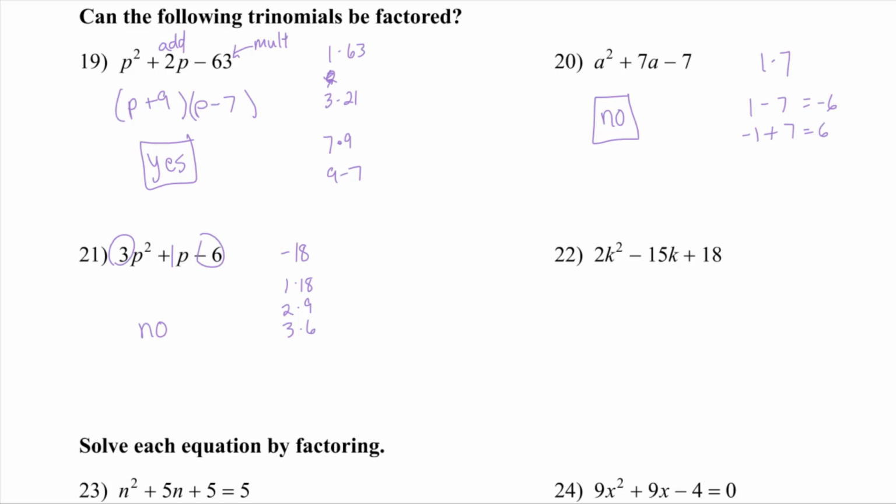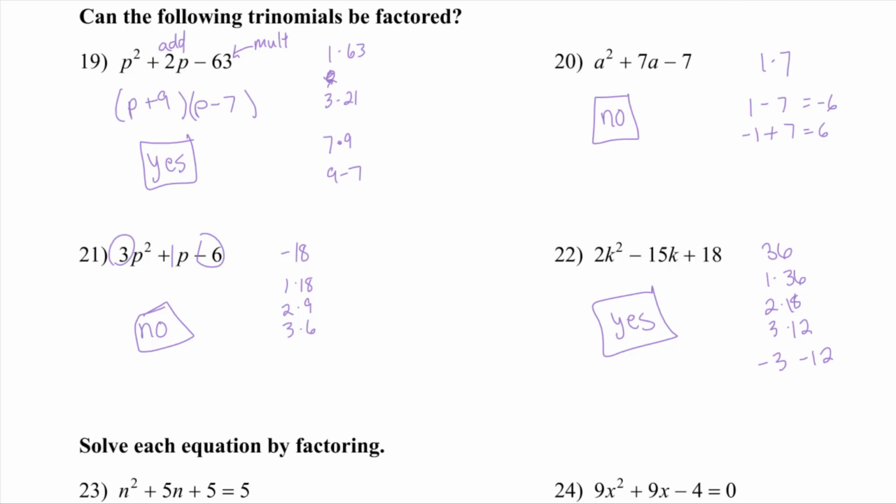Okay, 22. 2 and 18 make 36. Is there anything that multiplies to get 36 that adds to get negative 15? 3 and 12. Because I can do negative 3 and negative 12, and they multiply to get positive 36, and they add to get negative 15. So yes. I didn't have to do the whole box method to figure that out. I just had to get to the point where I knew the box method would work.